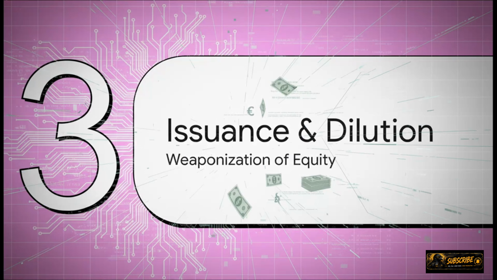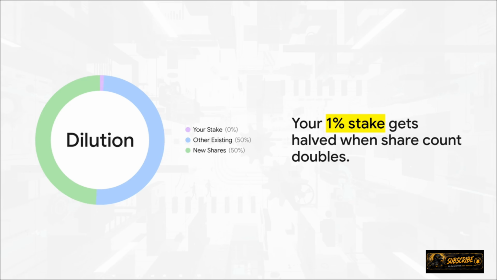Section 3, stock issuance and dilution, the weaponization of equity. So this brings us to the second lever of financing activities. When a company sells new shares, it receives cash, right? And that looks like a really nice positive inflow. Sounds great for the company. But let's take a hard look at what it actually does to the people holding the stock. Every single new share that is issued instantly dilutes the value of every existing share.